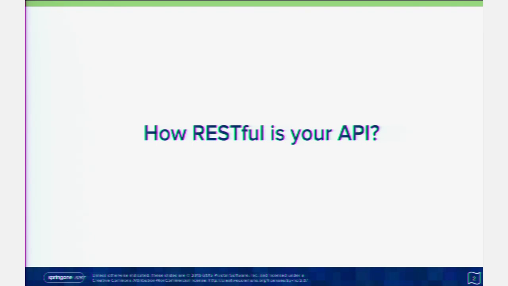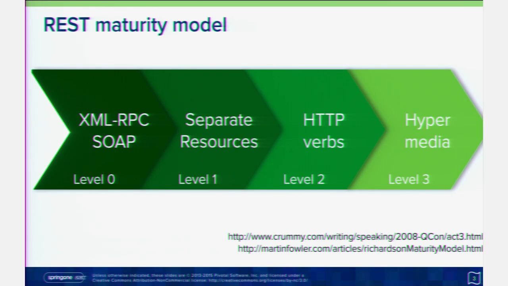So I think one of the first questions to ask yourself when you're thinking about documenting your API is exactly how RESTful is it? And that's important because the tools that you can choose to document your RESTful API vary depending on exactly how strictly it adheres to the official definition of what it means to be RESTful. So back in 2008, Leonard Richardson coined this concept of the REST maturity model that has 4 different levels in it.